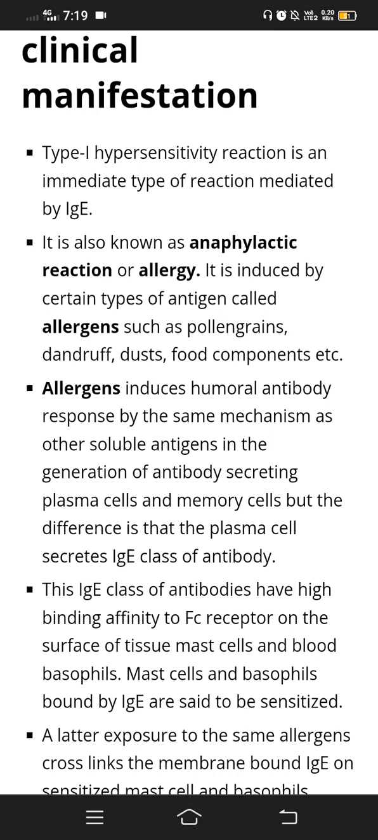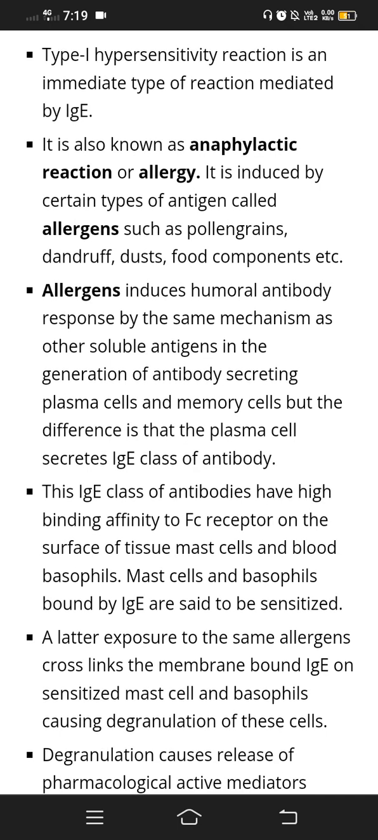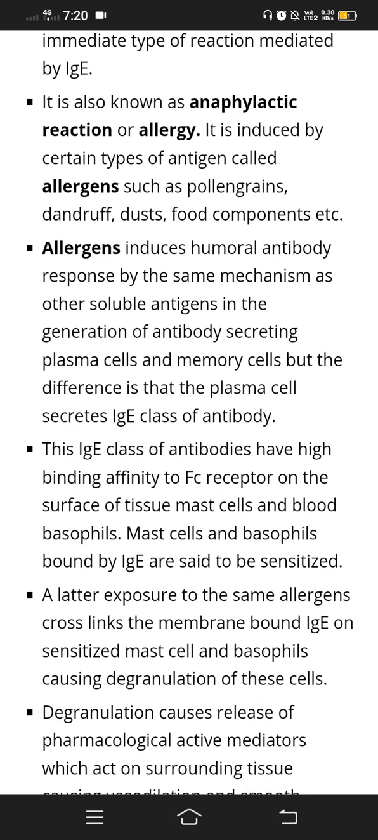Allergens induce humoral antibody response by the same mechanism as other soluble antigens in the generation of antibody secreting plasma cells and memory cells, but the difference is that the plasma cells secrete the IgE class of antibody.